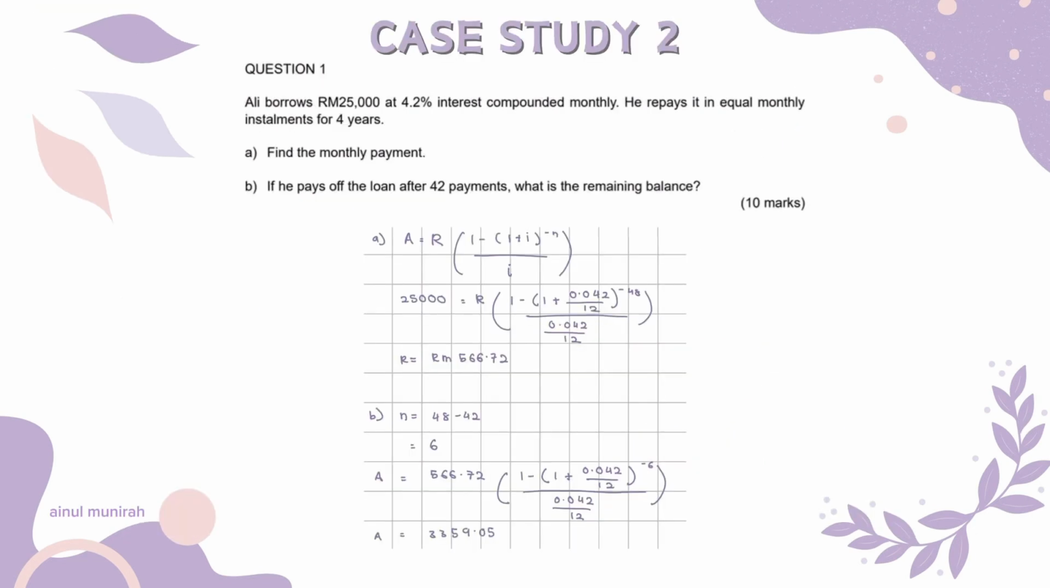Study 2, question 1. Ali borrows RM25,000 at 4.2% interest compounded monthly. He repays it in equal monthly installments for 4 years. A. Find the monthly payment. B. If he paid off the loan after 42 payments, what is the remaining balance?